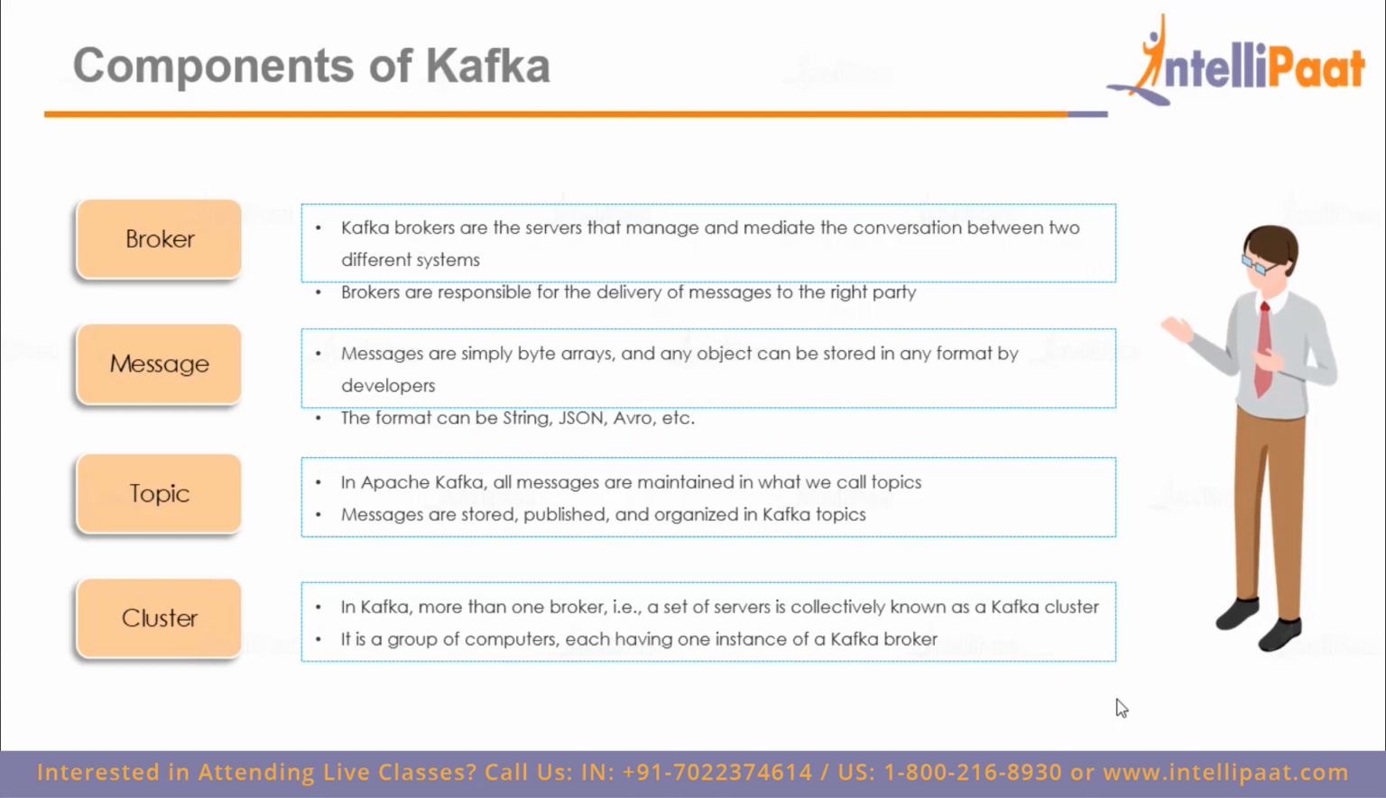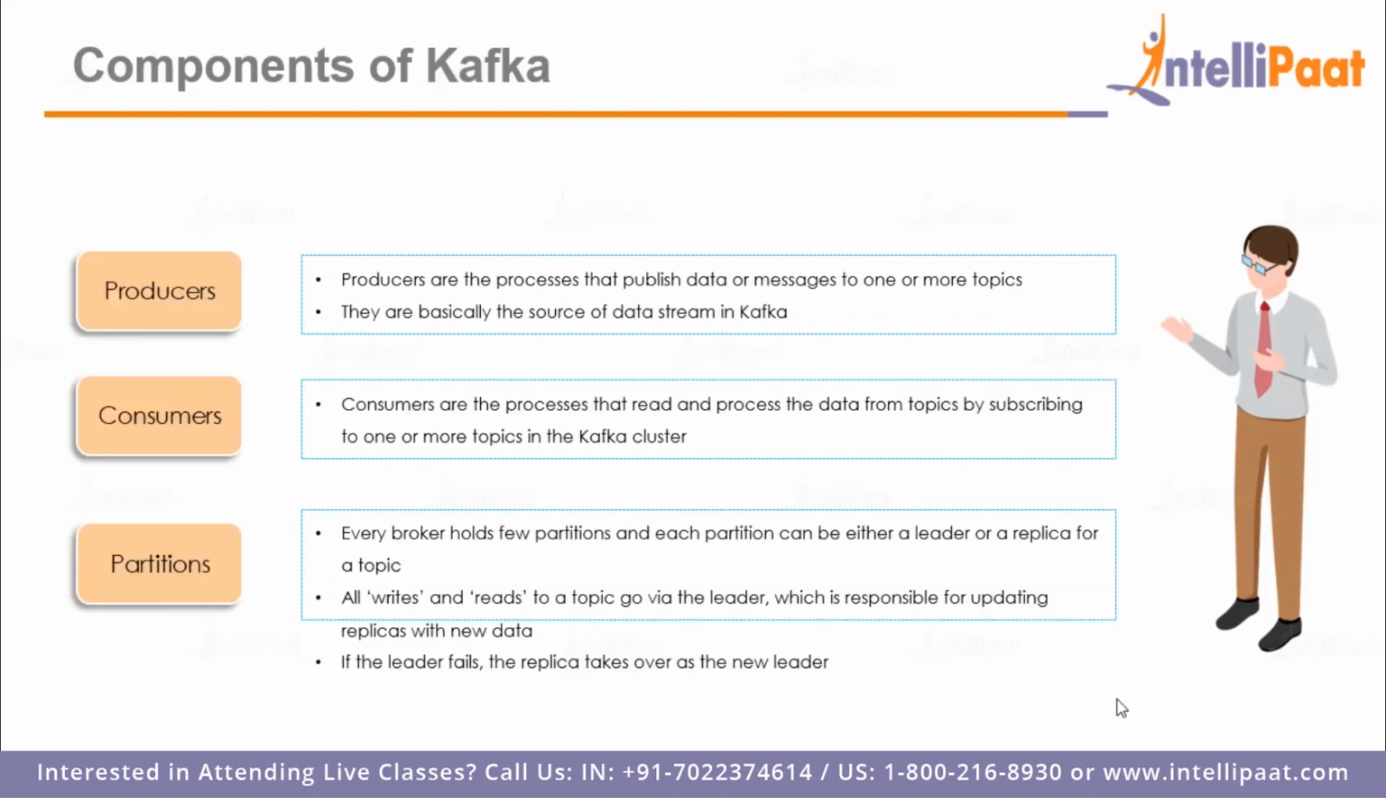So let's say if you have 3 computers, then all of these 3 computers or servers would have one instance of a Kafka broker. Next up, we'll understand what exactly are producers. Producers are the processes that publish data or messages to one or more topics. These would come at the front end, or these are basically entities which generate all of the data, and they are the source of the data stream in Kafka.